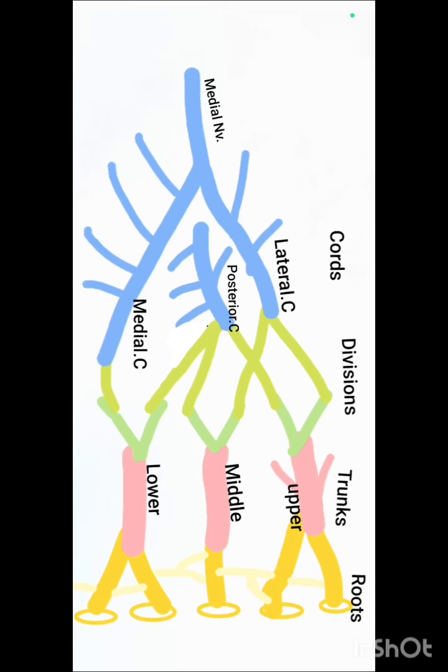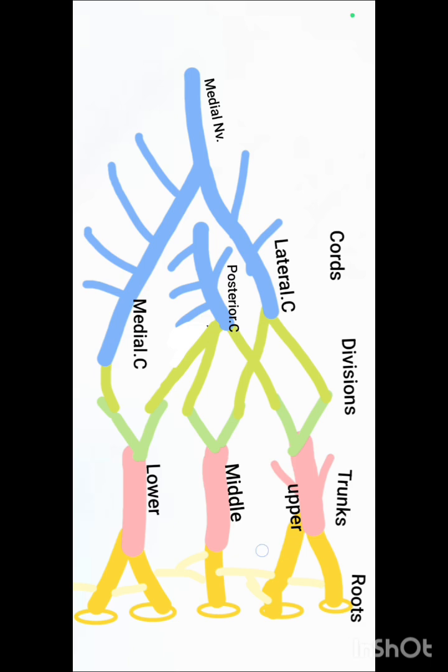The anterior divisions of the upper and middle trunk unite to form the lateral cord, whereas the posterior divisions of all the trunks unite to form the posterior cord. And the leftover division is what? The anterior division of the lower trunk, which alone forms the medial cord.